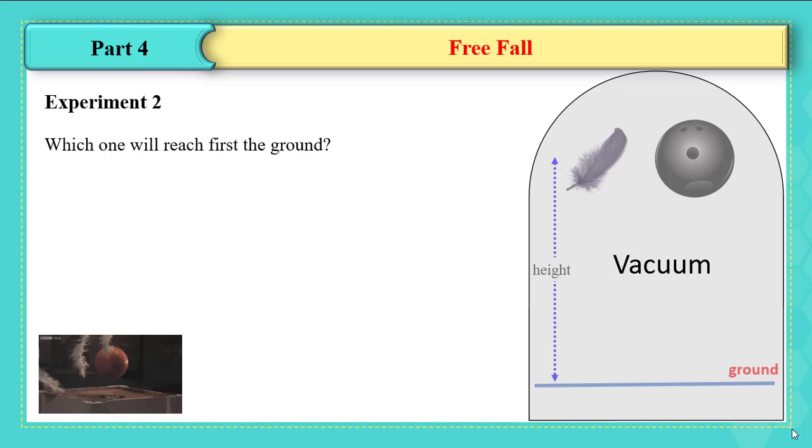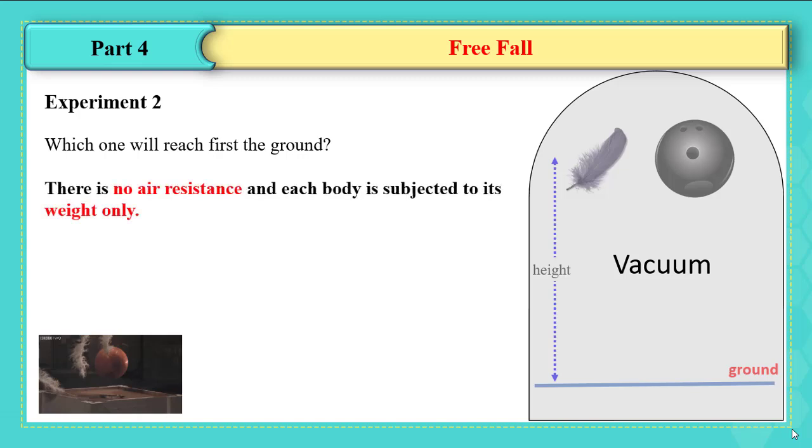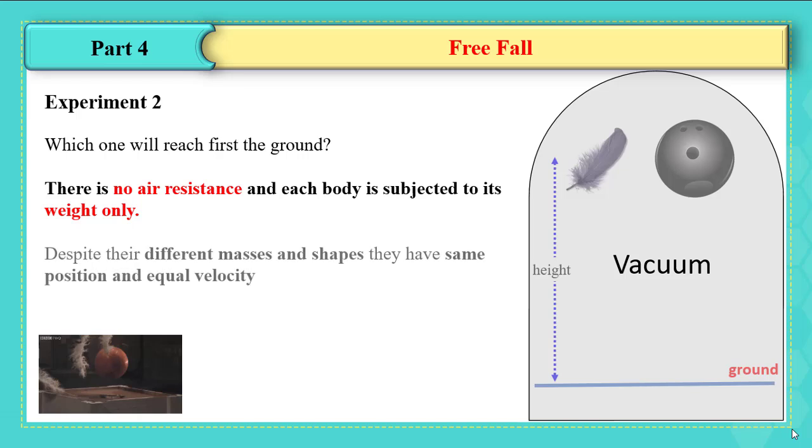What are the forces acting on each then? What can we say about the position and the velocity of these two objects at an instant t? There is no air resistance, and each body is subjected to its weight only. Despite their different masses and shapes, they have the same position and equal velocity.